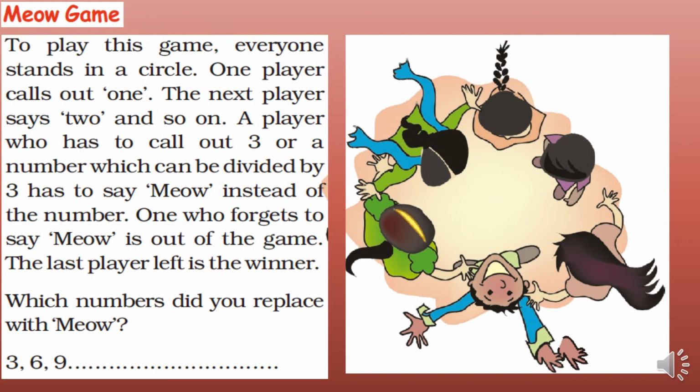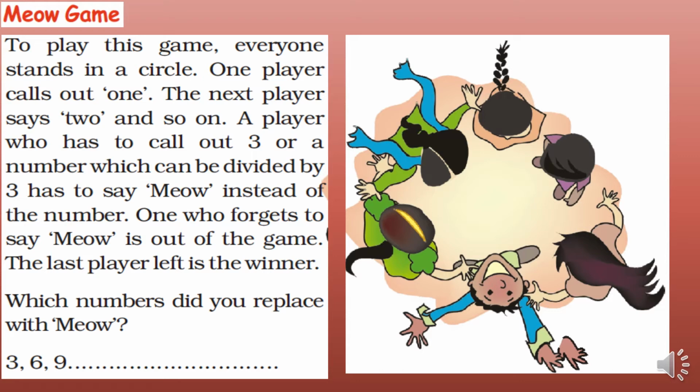Meow Game. To play this game, everyone stands in a circle. One player calls out 1, the next player says 2, and so on. A player who has to call out 3 or a number which can be divided by 3 has to say meow instead of the number. One who forgets to say meow is out of the game. The last player left is the winner.